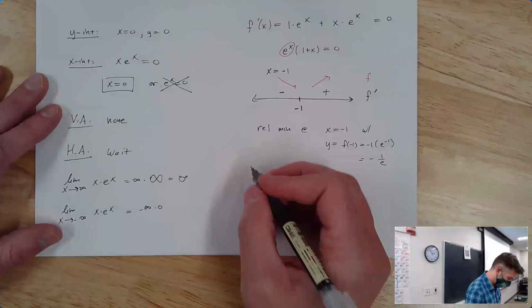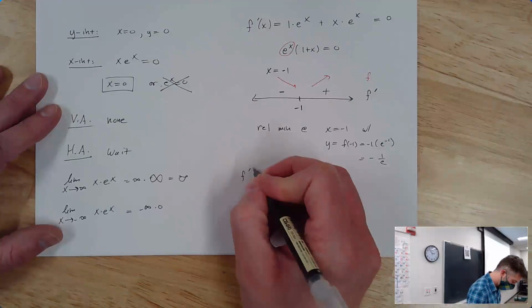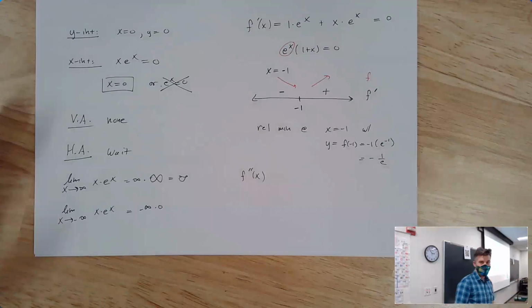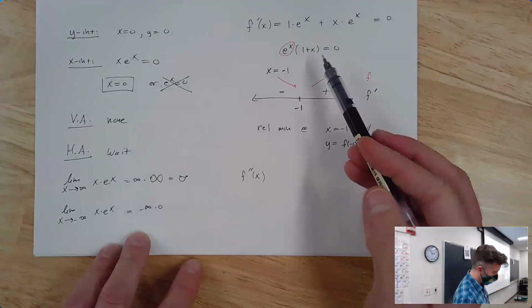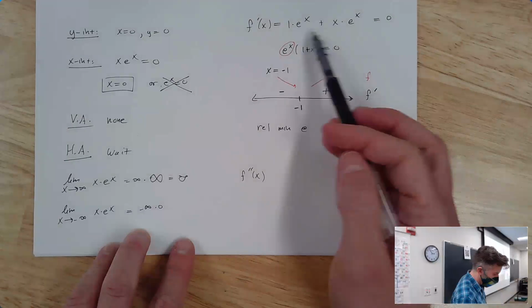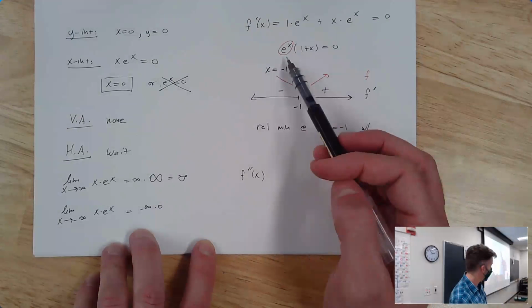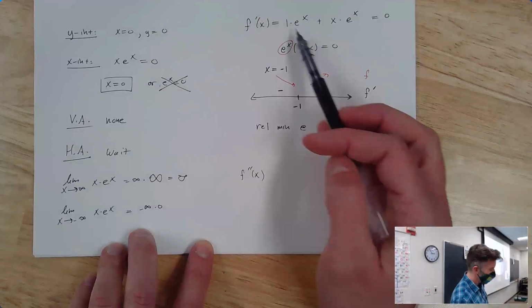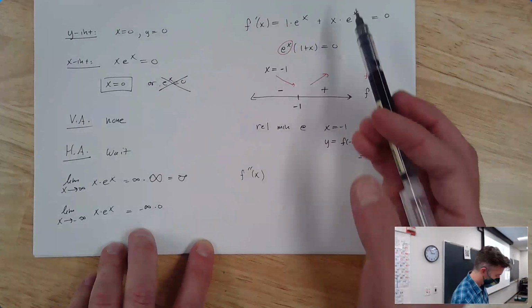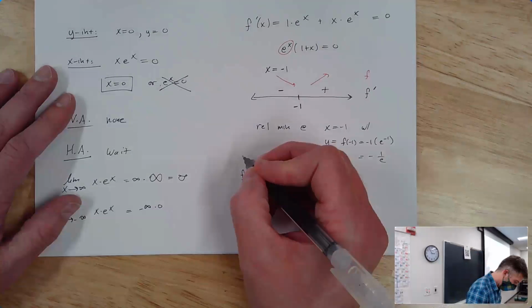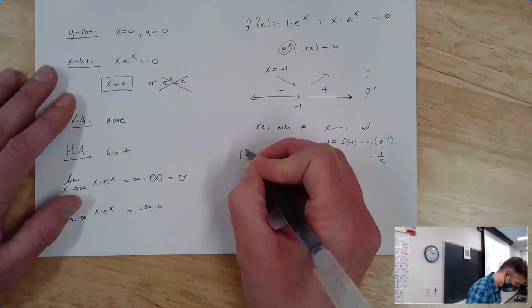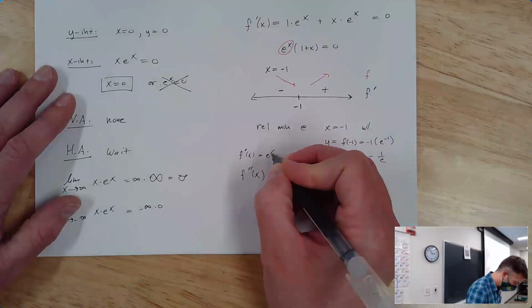Let's look at the second derivative. Something I'm going to say again, just like last time, I typically prefer the unfactored form to take the derivative of. So I could take the derivative of e to the x times 1 plus x, but I'd rather take the derivative of e to the x plus x e to the x. I just find that to be easier. So my first derivative is e to the x plus x e to the x.